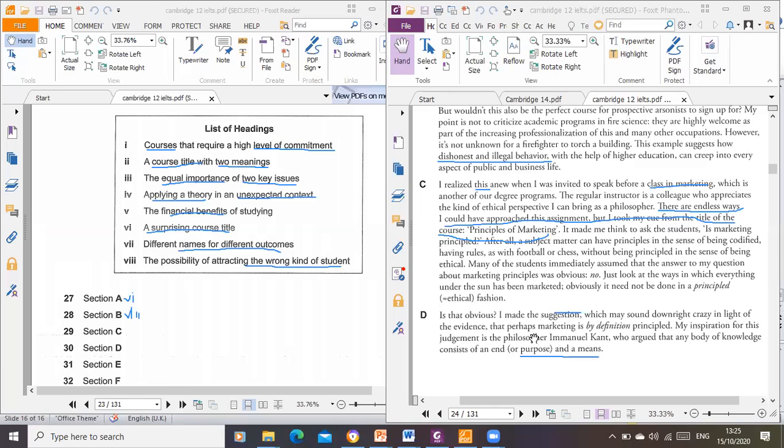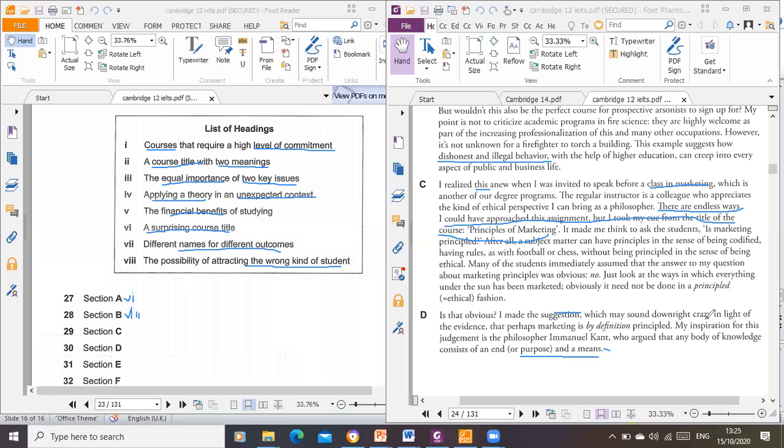These C and D are very tied together. But let's look at the major issue here. He said, I'm looking at means and end. So it's between the equal importance of two key issues. Yeah, number 2. Okay, I'm looking at a course title with 2 meanings. You understand? And I'm looking at Roman numeral 4, applying a theory in an unexpected context. So yeah, I'm going to list for you.